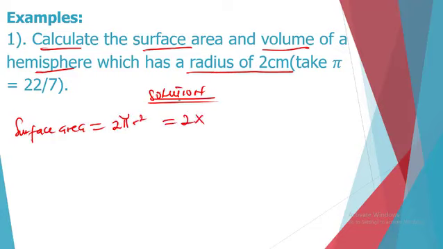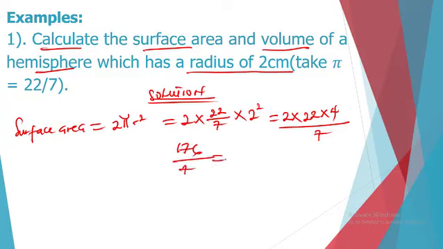So we have 2 times our pi, which is 22/7 from the question, times our r, and our r is 2, squared. What would that give us? We have 2 times 22 times 4 over 7. So let us multiply through. 2 times 22 will give us 44, and 44 times 4 will give us 176/7. So divided, we have 25.14 cm squared. That's for the surface area.